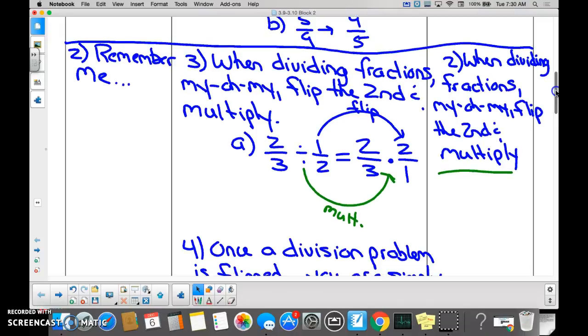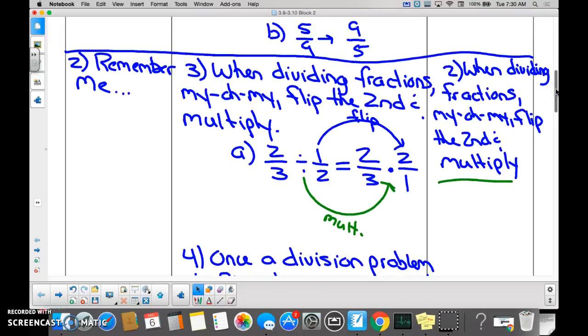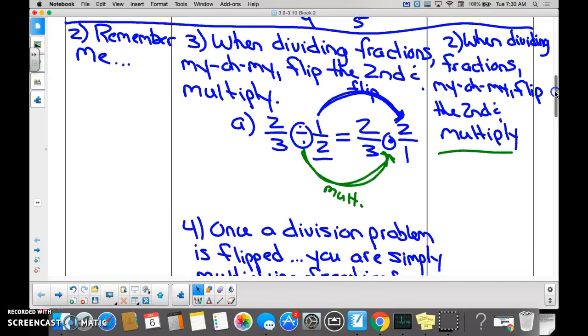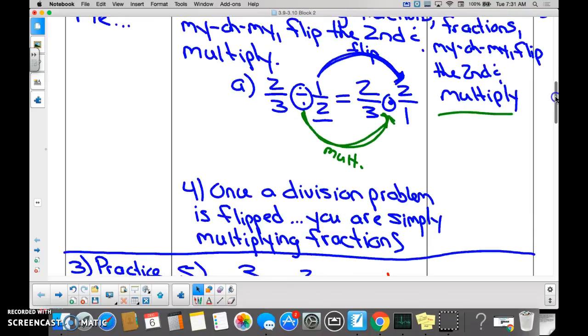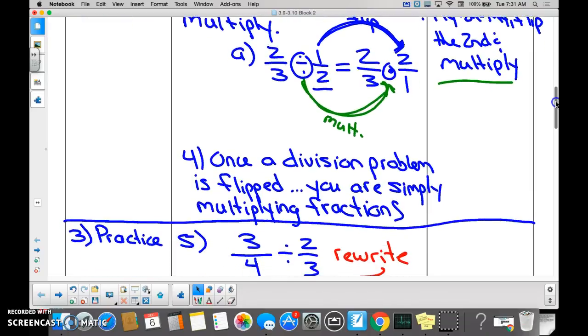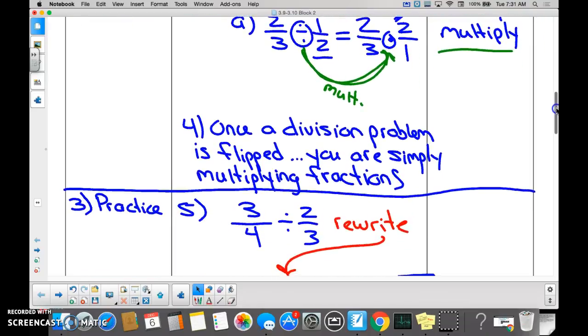An example of this in action, this saying when dividing fractions, flip the second and multiply, would be 2/3 divided by 1/2. You are simply going to take the second fraction, 1/2, you're going to flip it upside down and make it 2/1, and then you're going to change your division sign into a multiplication sign. So if you follow the arrows, division sign becomes multiplication. The reciprocal of 1/2 would be 2/1, which is flipping the fraction. Once a division problem is flipped, you are simply multiplying fractions and following all those rules like cross-reducing and so on.